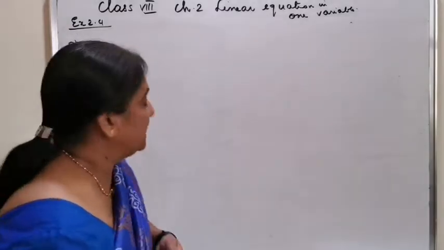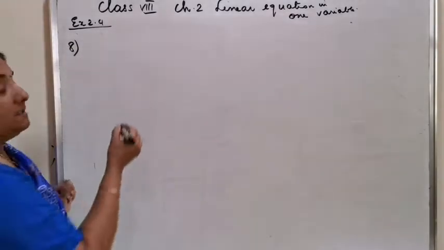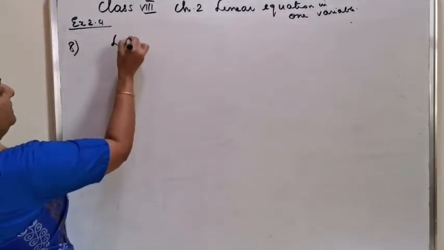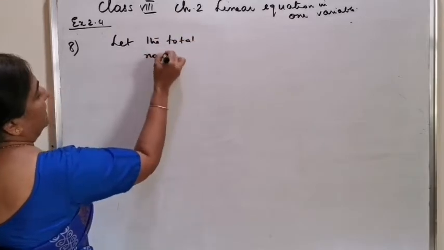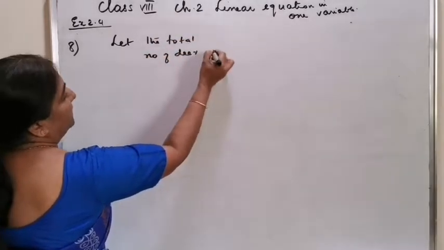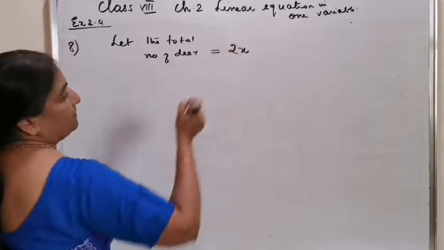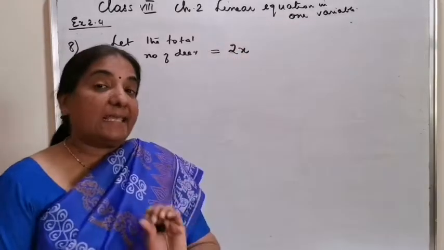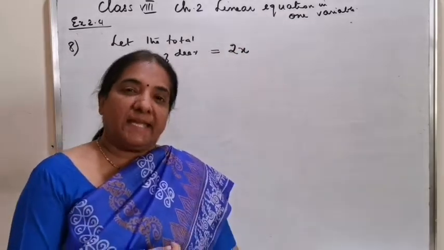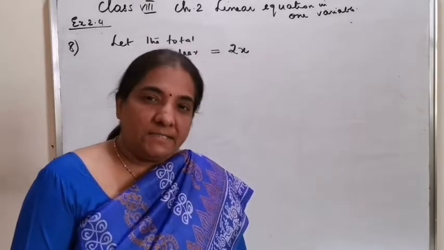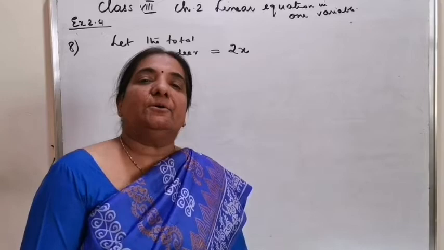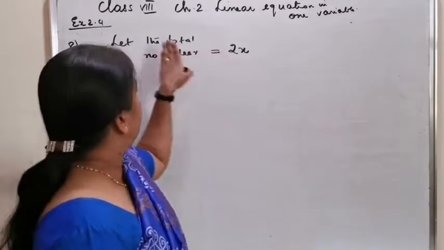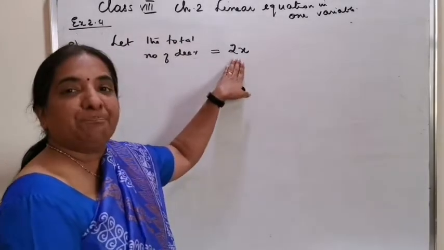So in this question, let the total number of deer be 2x. It is just for easy calculation. Even if you take x, the answer will be the same, but the only thing is the fractions will be slightly more. Let the total number of deer be 2x.